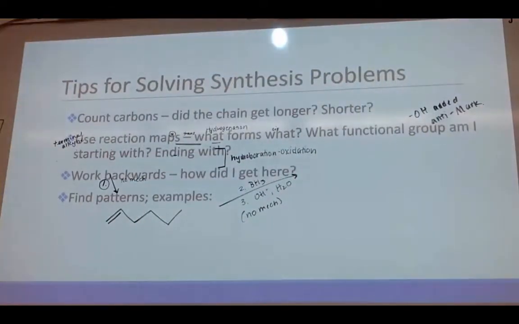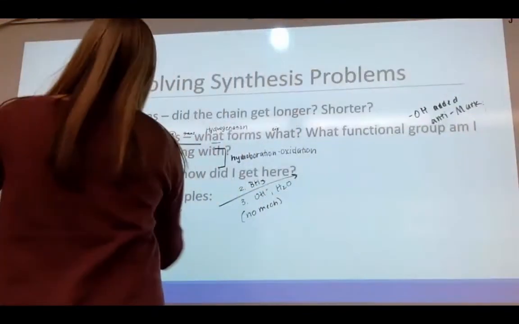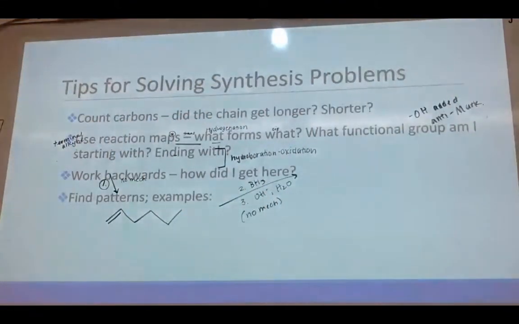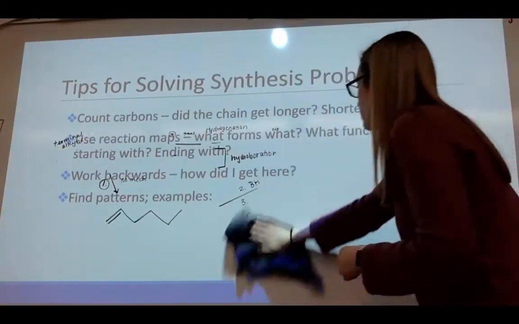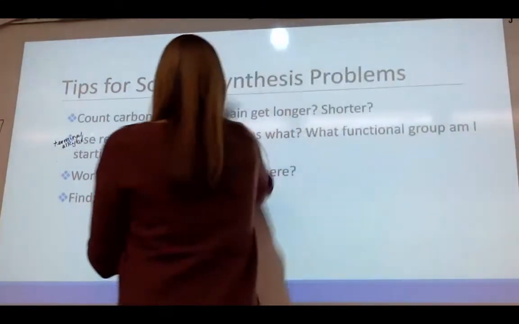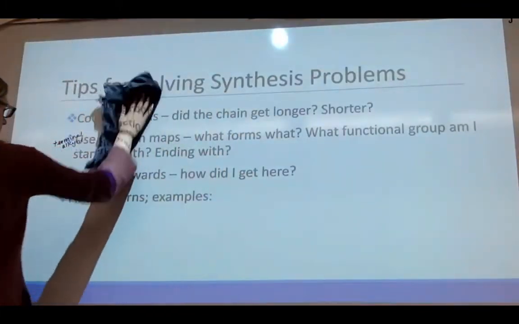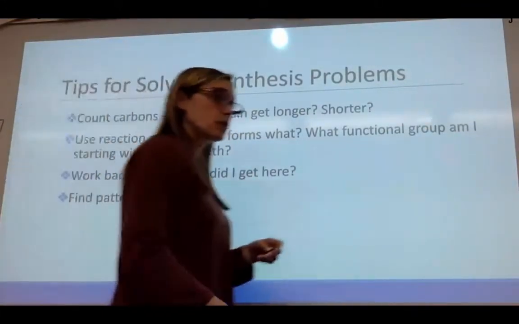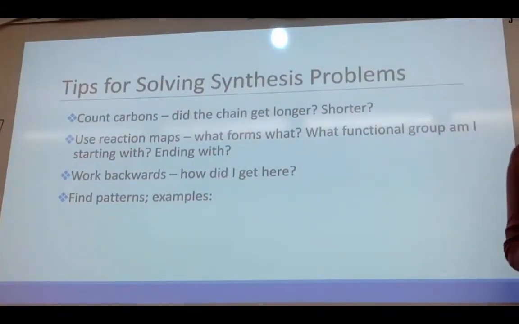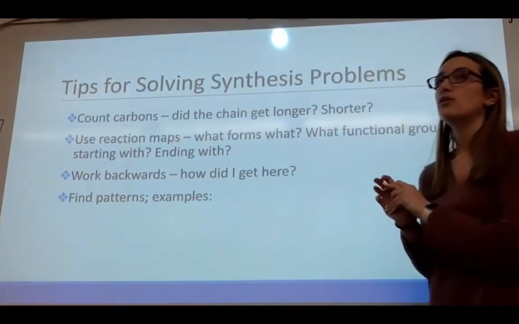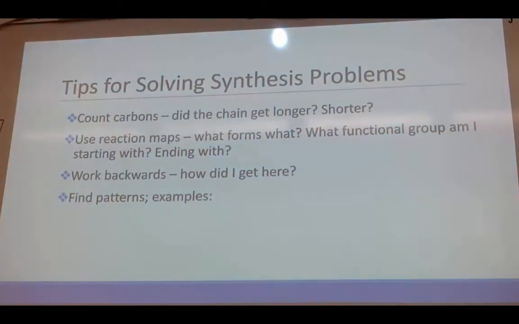As we're solving these synthesis problems, things that you always want to do: start by counting your carbons. Look and see, did your chain get longer? Did it get shorter? In the do now, we looked at the 2 types of reactions that allow us to lengthen a carbon chain or shorten a carbon chain. So if the chain got longer, we have to go through chain elongation. If it got shorter, it would have to undergo a cleavage reaction.